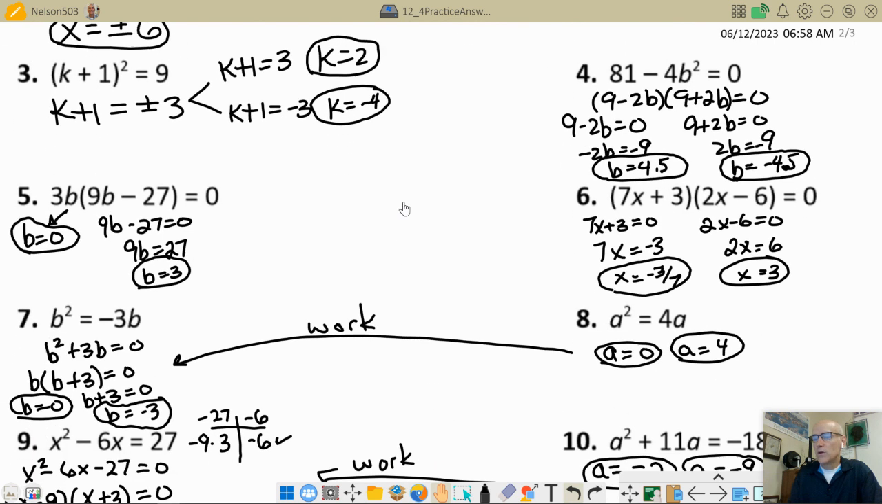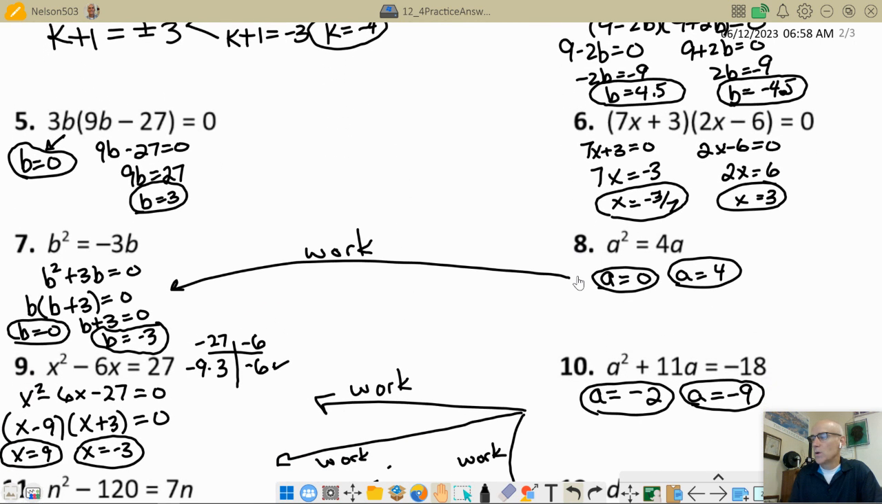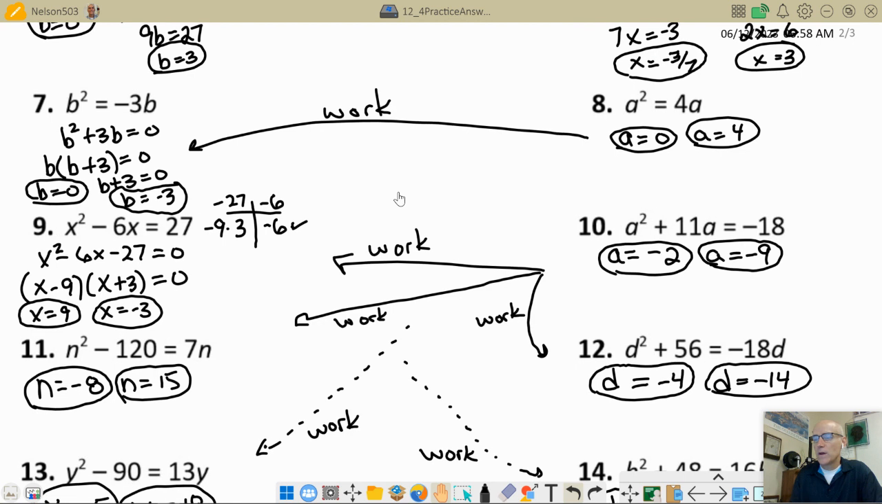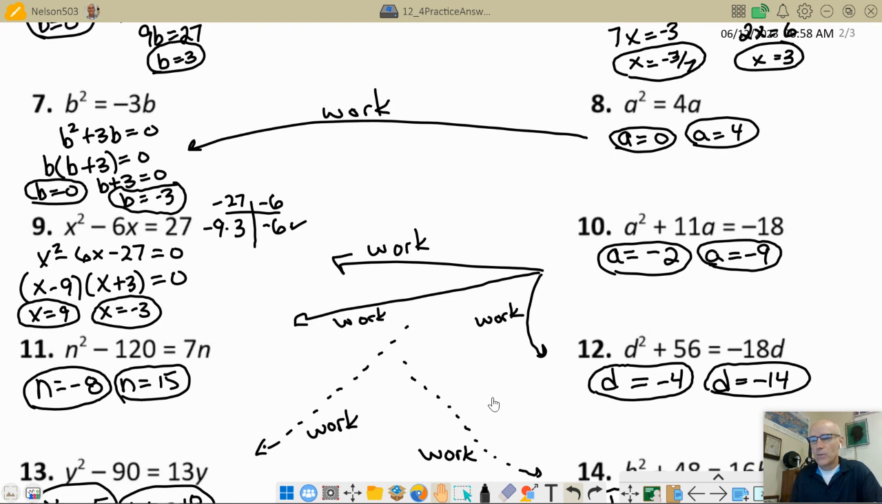I don't really want you to do this on your worksheet. I don't want you to put, hey, the work's the same, and just put a couple answers down. I need you to show the work like I'm showing here, okay? Or like number 9 through like, I don't know, number 16 or something. They all work the same way.